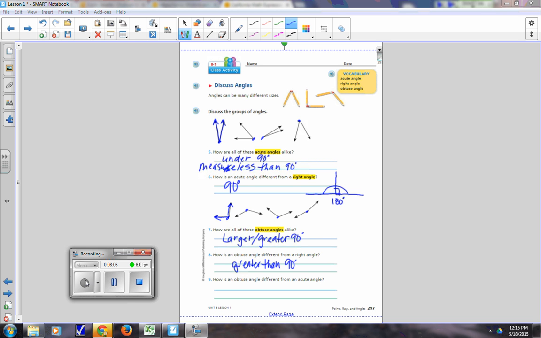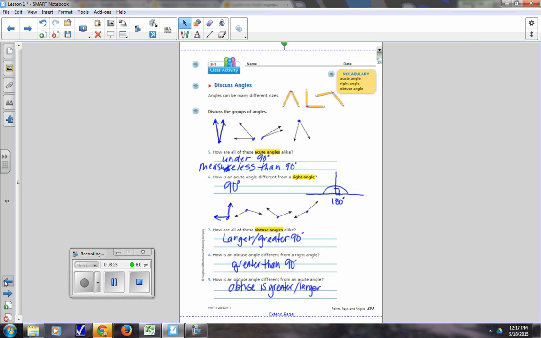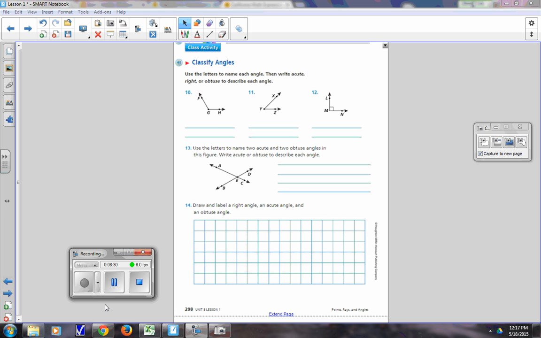How is an obtuse angle different from an acute angle? Obtuse is greater, greater or larger. So you really just need to have this basic knowledge at your fingertips or understanding. Okay, so we're going to use that knowledge now of the right, the obtuse, and the acute.